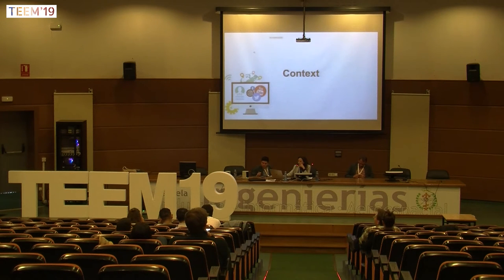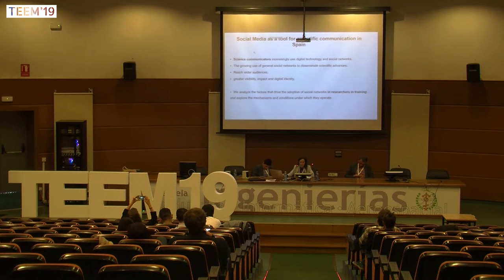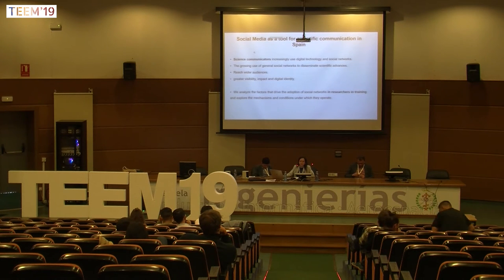So what is the context? This research is about the use of social media, some social networks, for scientific communication or dissemination. Science communicators use networks and social media to communicate their work, the science and papers. So we need to know what the factors are that influence students or researchers at an early stage of their career, and why or how they use social media. That is the reason for this pilot.